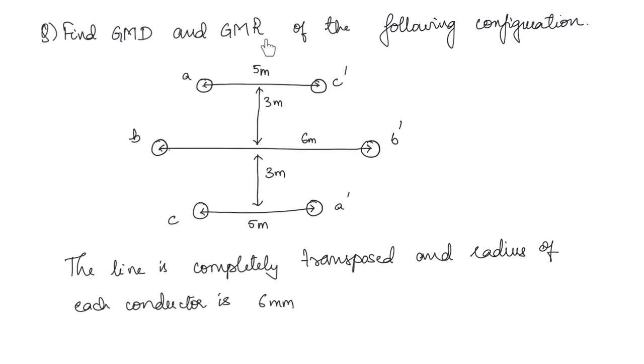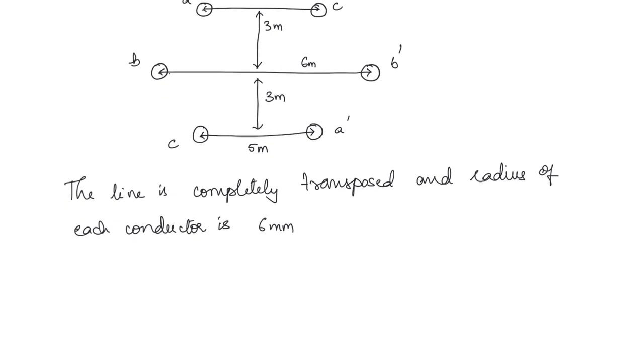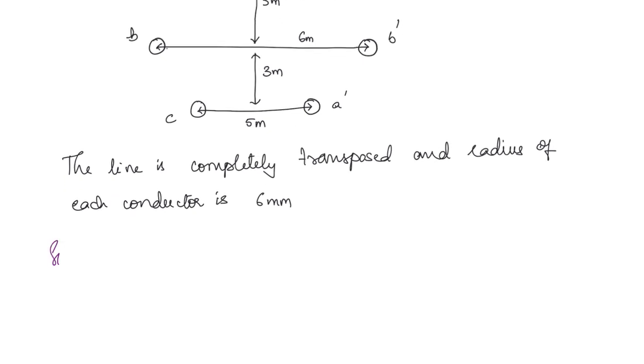Find GMD and GMR of the following configuration. The line is completely transposed and radius of each conductor is 6 millimeter, okay? So here this configuration is given and the distances are also given, and you can see that this is a double circuit line. That means there are 2 conductors per phase. Here for A phase you have A and A dash. For B you have B and B dash. C is C and C dash. So we will see how to find the geometric mean distance.